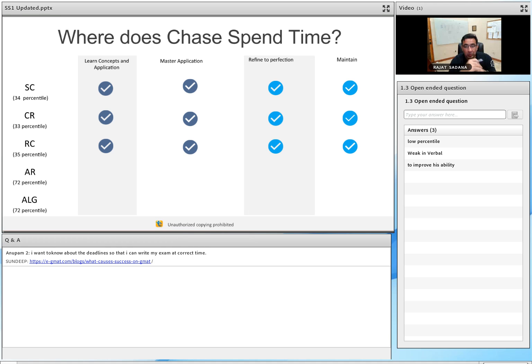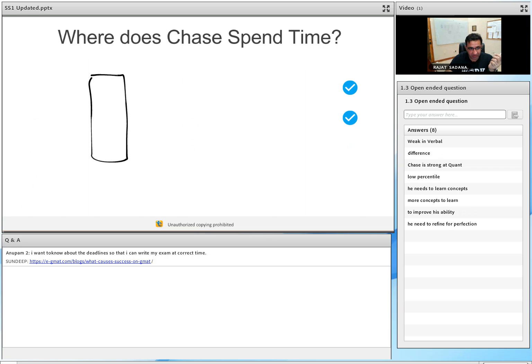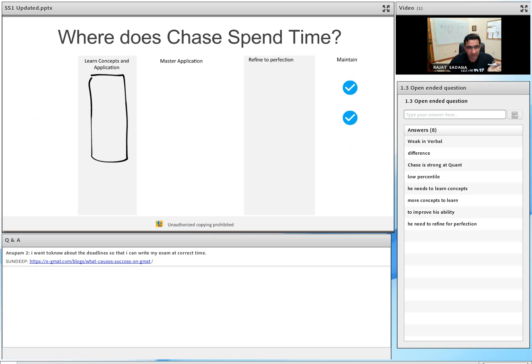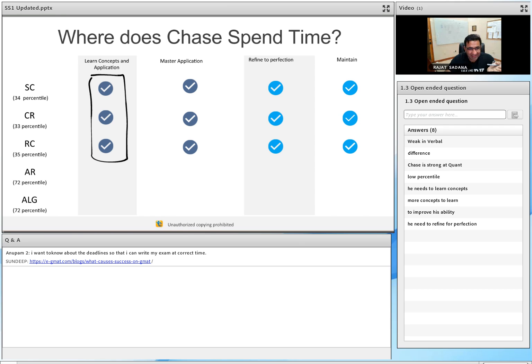Low percentile. And what does that low percentile translate to? It translates to the fact that Chase needs to spend time on this step, learning concepts and application, right? If you compare Abby and Chase, let's go back. How much time is Abby spending on learning concepts and application? Not a whole lot. But when it comes to Chase, he does need to spend that time, and that's where those 3 additional weeks are required.